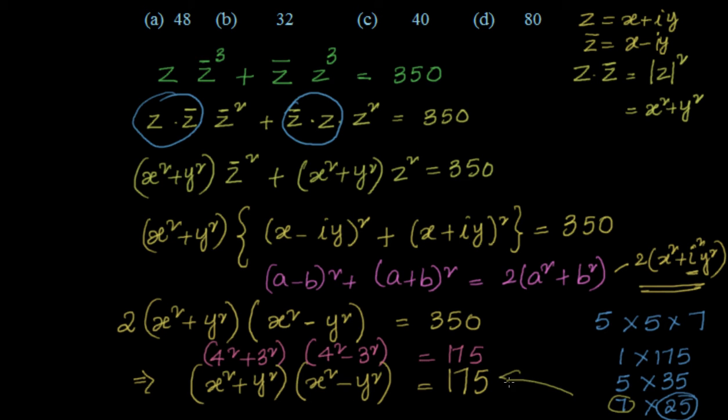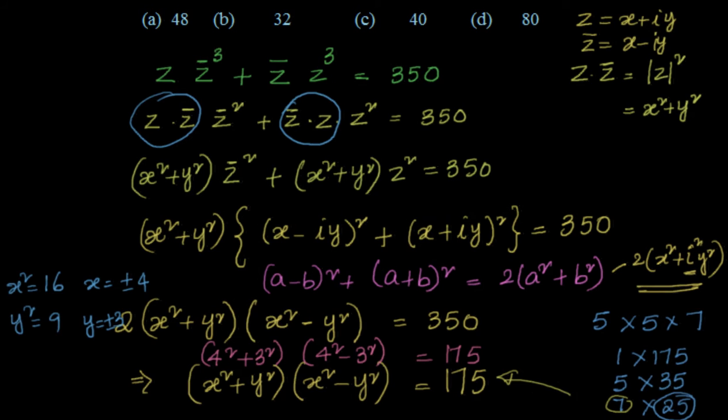That means x and y values will be how much then? x square is 4 square and y square is 3 square. That means can I say x square is 16 and y square is equal to 9. That means x equal to plus or minus 4 and y equal to plus or minus 3.